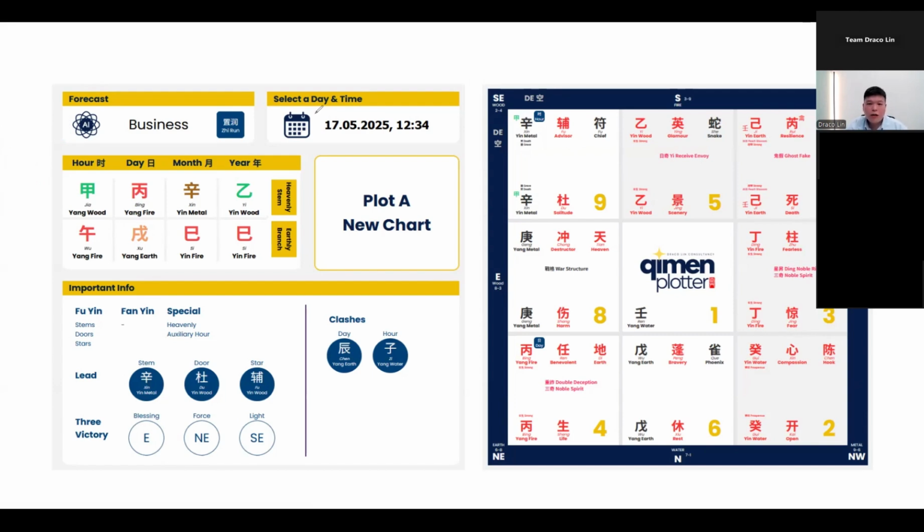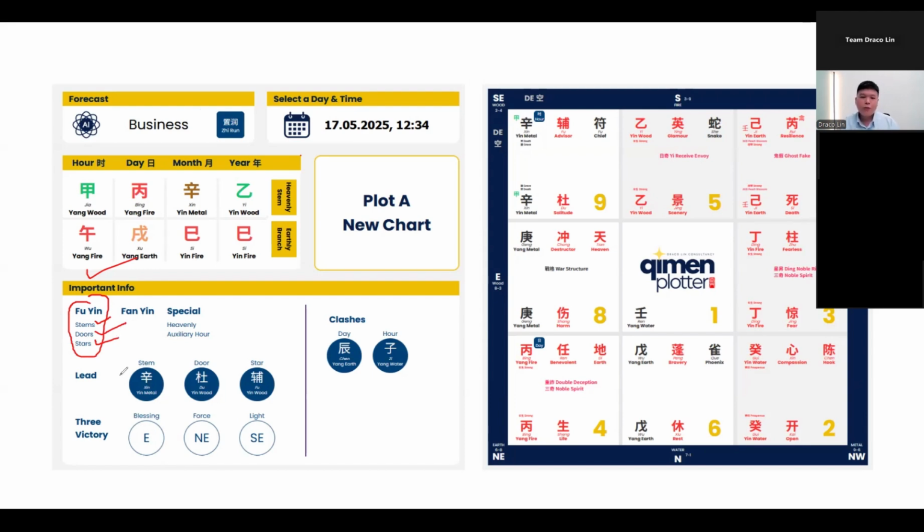Basically, look at this chart itself. The very first thing when we use our plotter, the number one thing we want to talk about is whether it is a funding or a fooing. That's where the important information is written here. If you look into this chart, we have a full fooing, the doors that are fooing, and also the stars that are fooing. So in this case, this is a full fooing chart.